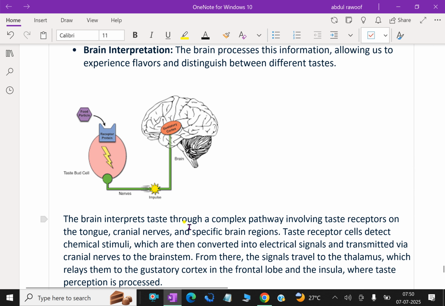The brain interprets taste through a complex pathway involving taste receptors on the tongue, cranial nerves, and specific brain regions. Taste receptor cells detect chemical stimuli, which are then converted into electrical signals and transmitted via cranial nerves to the brainstem. From there, the signals travel to the thalamus, which relays them to the gustatory cortex in the frontal lobe and the insula, where taste perception is processed.